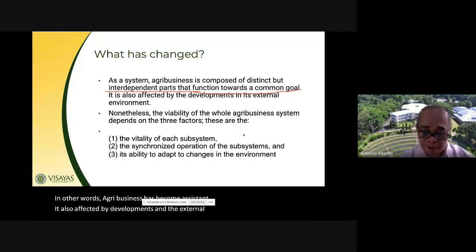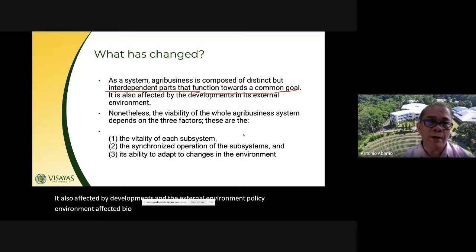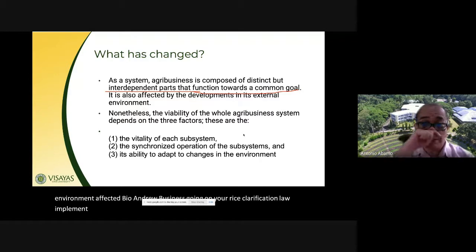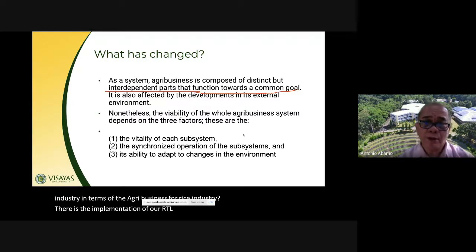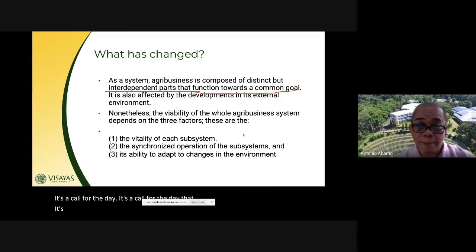Policy environment affected kaayo ang agribusiness. So maingon nga, rice tariffication law i-implement na gyud. So how will it impact the rice industry in terms of the agribusiness for the rice industry? There is the implementation of RTL, rice tariffication law. The implementation of that actually is a call for the day. It's a call for the day that it's either you shape up or you ship out in the industry.